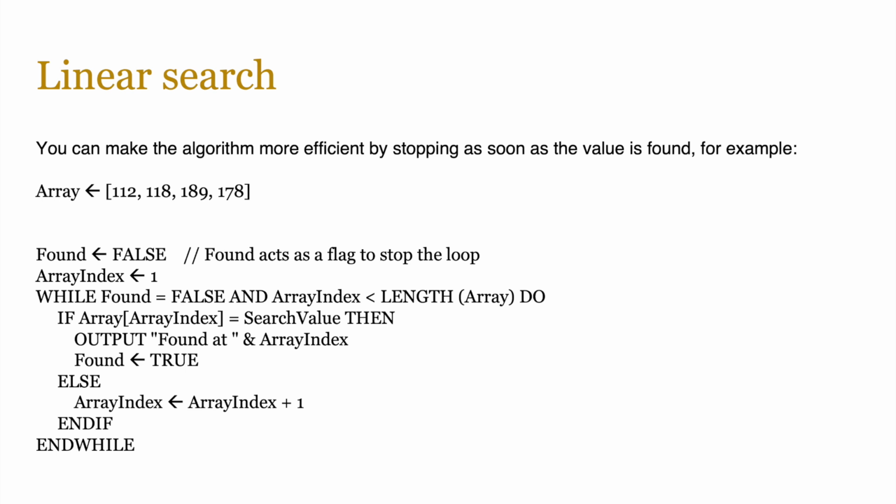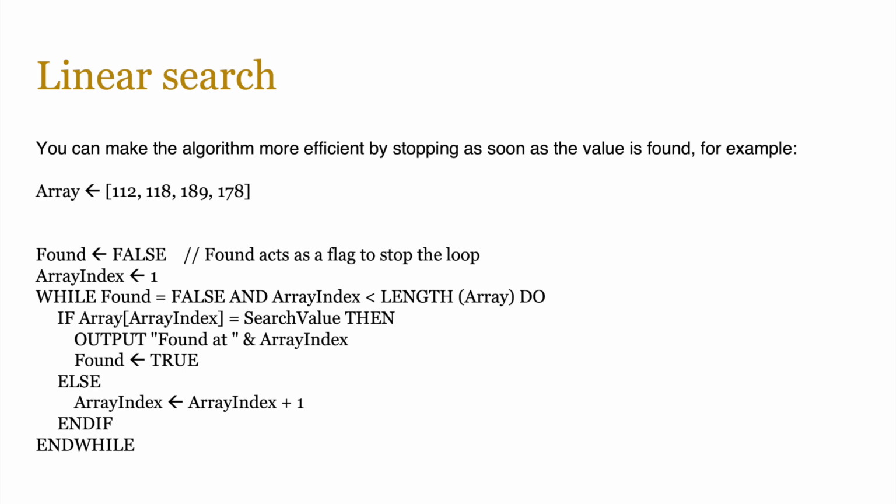We've got an array with some values. We set a found flag to false. This flag is a Boolean flag which will be used to stop the loop. And we set the array index to position 1 because we want to start searching from the first position. And instead of using a for loop, because we don't know when we're going to find the item, we're going to use a while loop instead.